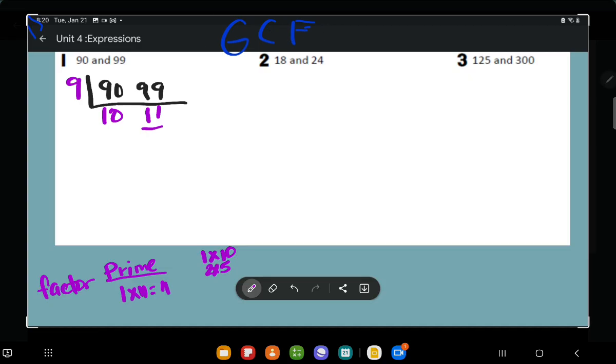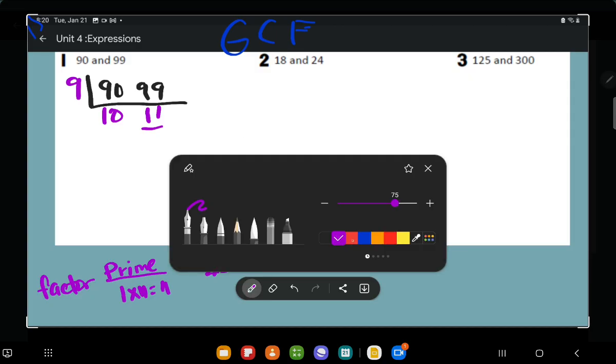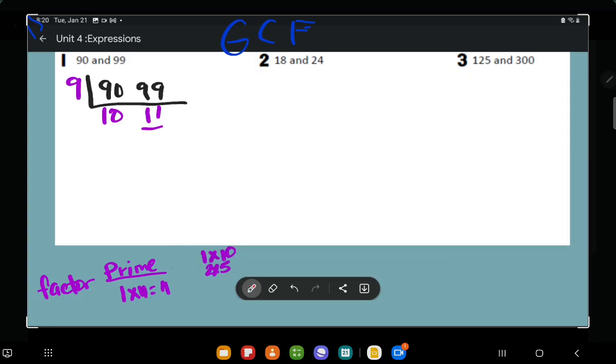Once one of my numbers is prime, that means I can stop dividing, and now I can just find my greatest common factor. Remember, here we're only finding greatest common factor. We'll do least common multiple later. The greatest common factor is the number, or numbers, on the side of your ladder. We only have one number here. The number on the side of my ladder in this example is 9. So my greatest common factor is 9.